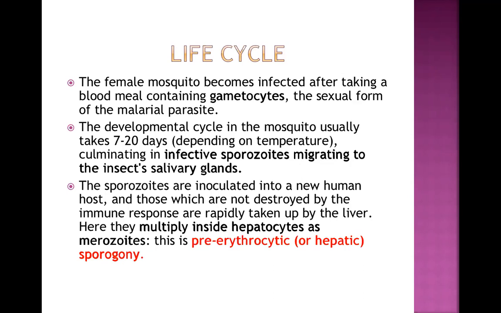Inside the liver they multiply inside the hepatocyte. Hepatocytes are the cells of the liver, isn't it? We all know that. Inside the hepatocyte they multiply and they come out as the merozoite stage. And where do they go now? From the liver they enter into the bloodstream and infect the RBC. This whole cycle inside the liver occurs before the erythrocyte cycle, so it is called pre-erythrocytic or hepatic sporogony. That's why the name has been given, pre-erythrocytic or hepatic sporogony.